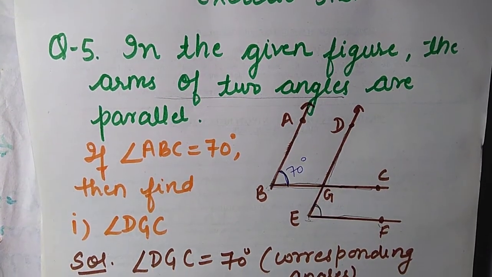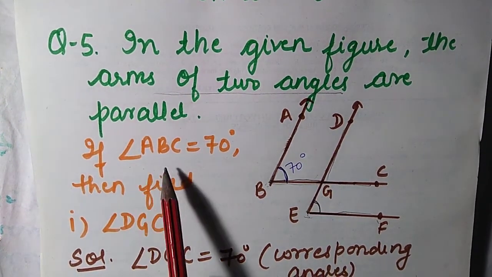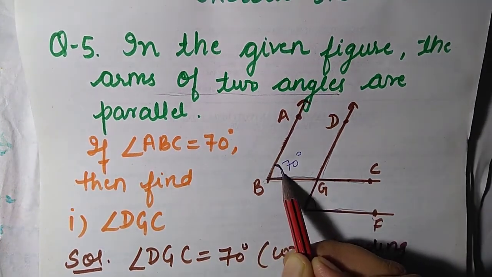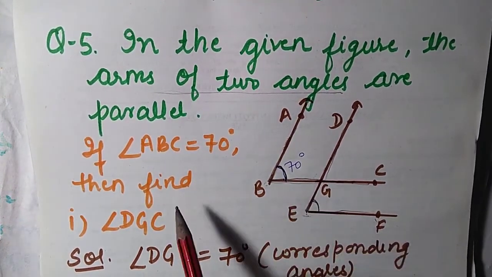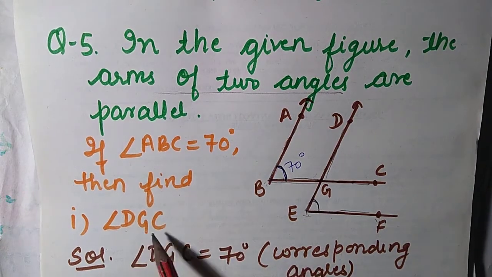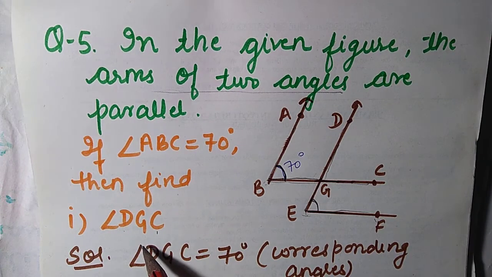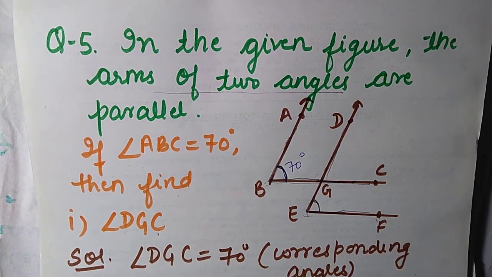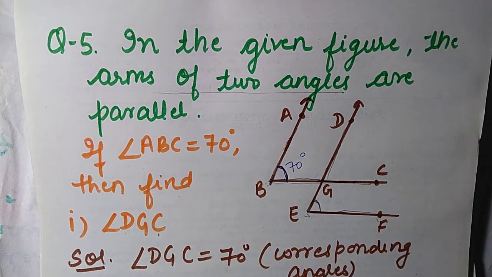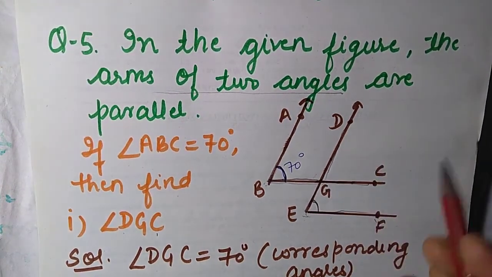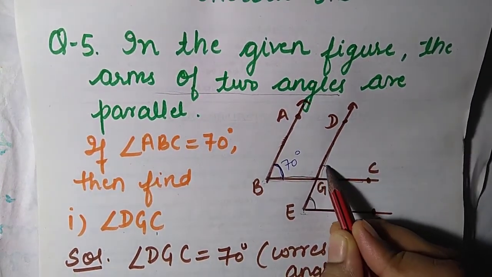One more thing is given, that is, if angle ABC is 70 degree, it means this angle is also given, that is 70 degree, then we have to find angle DGC. In the first part we have to find angle DGC. So let us find out where is angle DGC in the figure. So DGC. Here we have to find this angle.